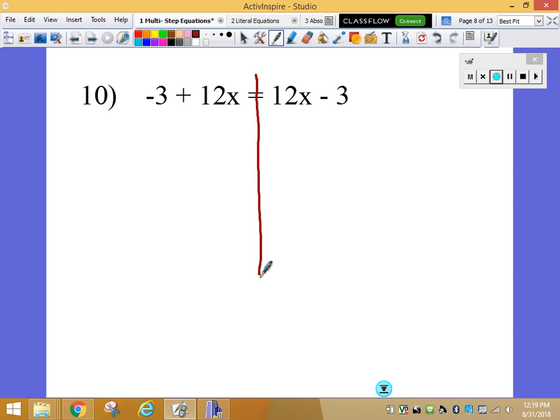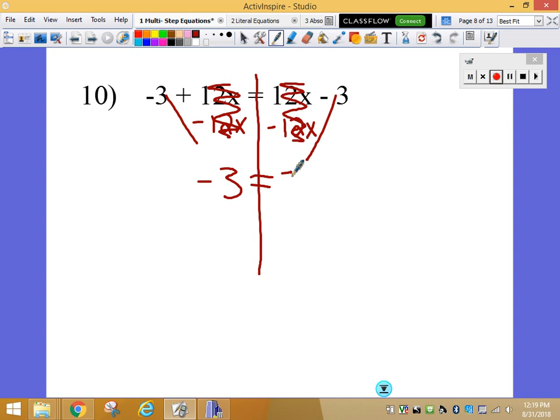First step, combine like terms. There's nothing to combine on the left. There's nothing to combine on the right. So I'm going to go ahead to step 2. Move your x to the left. So I'm going to do minus 12x, minus 12x. These cancel. 12 minus 12 also cancels. So on the left side, I'm going to bring down negative 3. On the right side, I'm going to bring down negative 3. Does negative 3 equal negative 3? Yes. So your answer is all solutions.